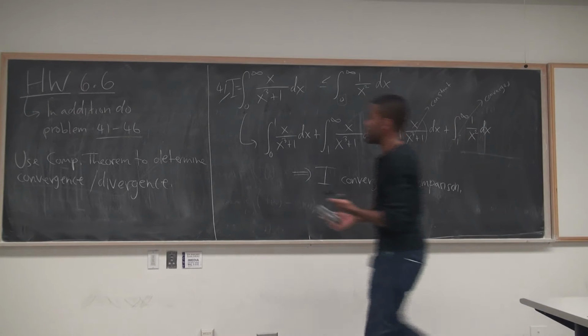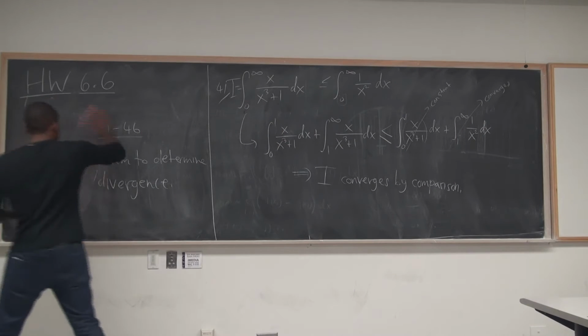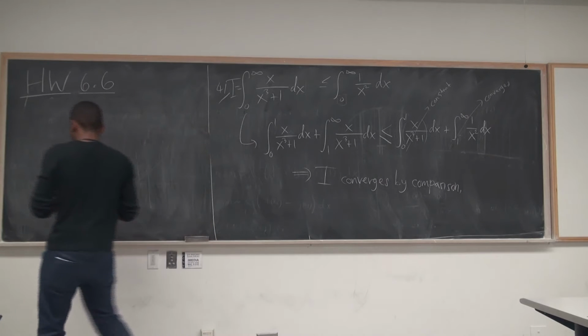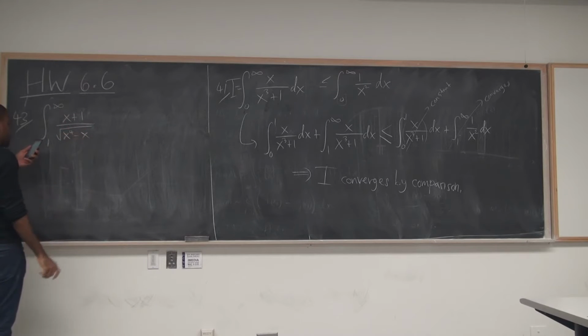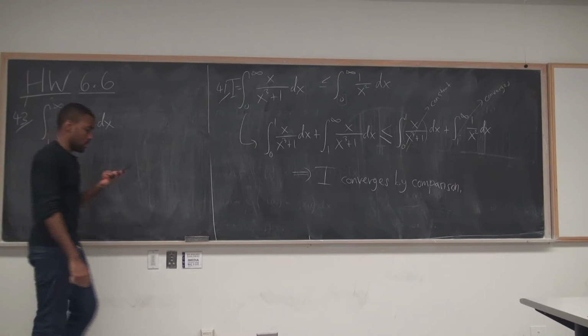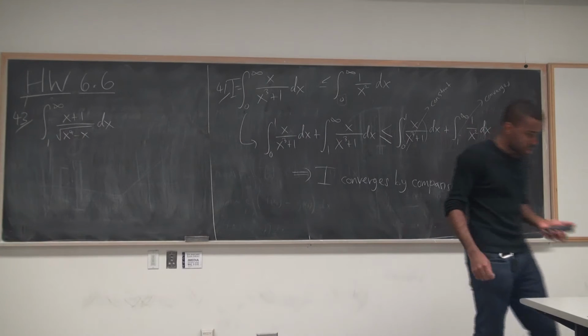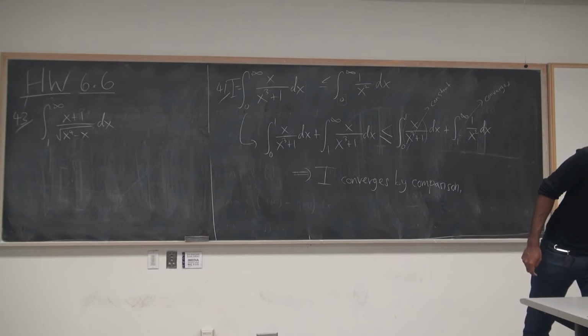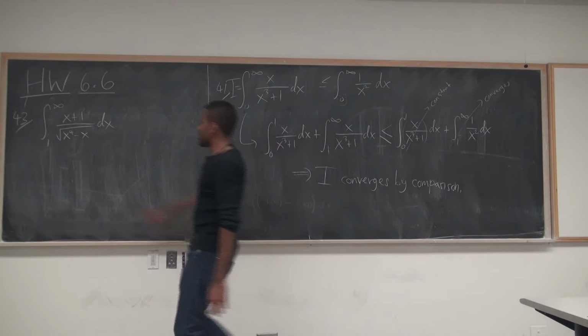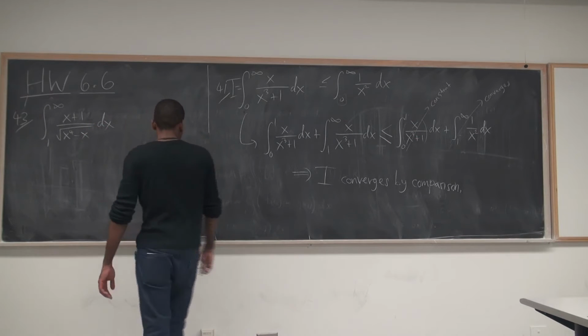How about the next one? 43. The integral from 1 to infinity of x plus 1 over the radical of x to the fourth minus x. Again, that was similar to the quiz problem. In fact, that was an exact quiz problem. And for the other version, I put a 2 here and a 2 here, but one of them was that guy.